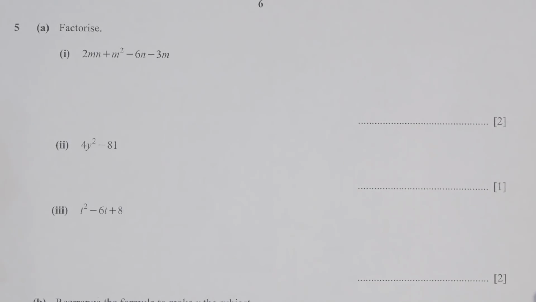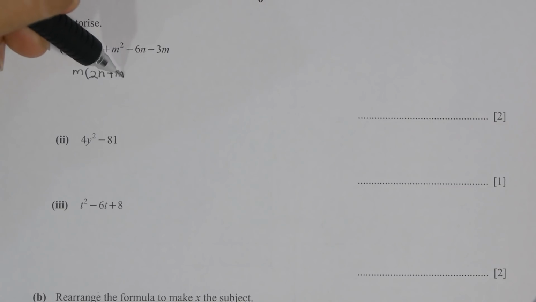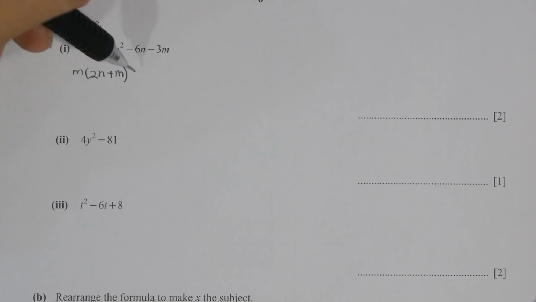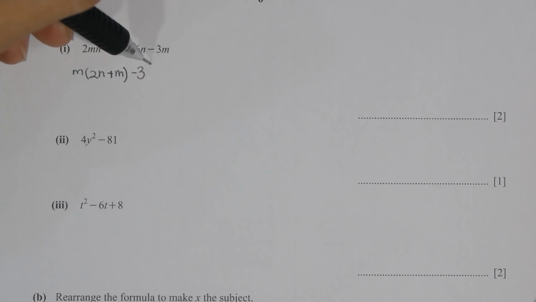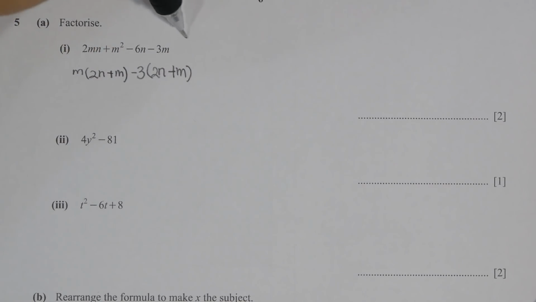Question 5a, factorize. For the first part, I extracted m from 2mn plus m squared, and I extracted -3 from -6n and -3m. So as you can see, their common factor here now is actually 2n plus m, so I rearrange it to become m minus 3 multiplied by 2n plus m.